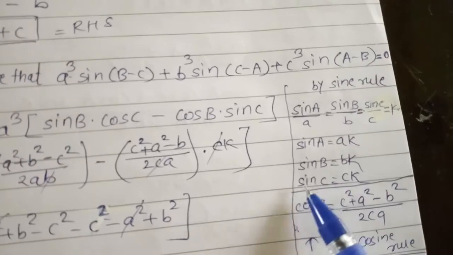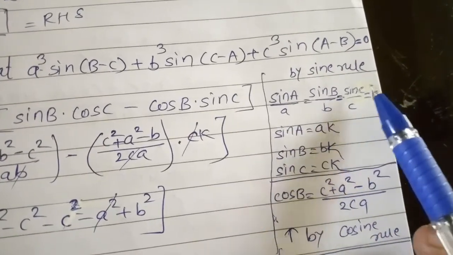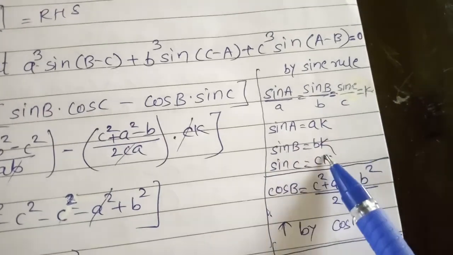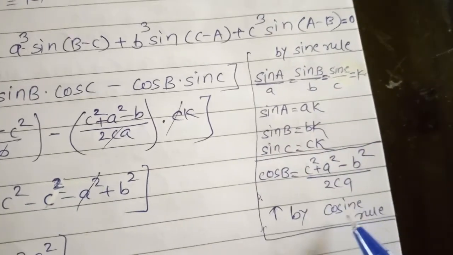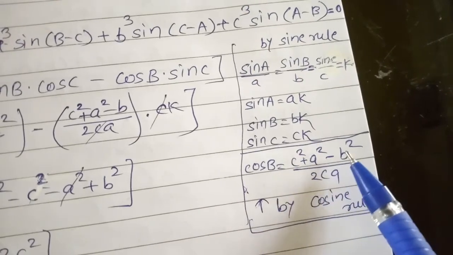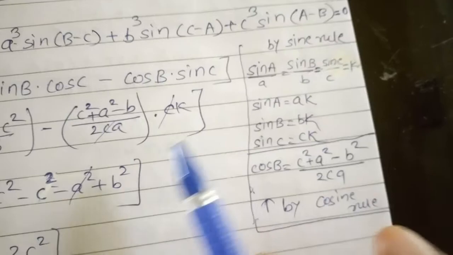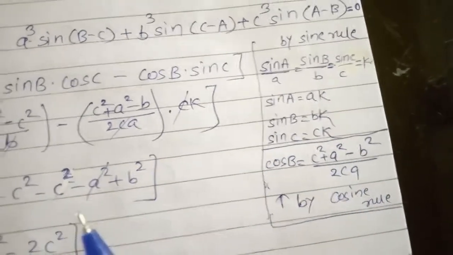So why are we going to find this one? Because here we are given the angle. So sin A equals ak, sin B equals bk, and sin C equals ck. And by the cosine rule, you know that cos B equals (c square plus a square minus b square) upon 2ca. We have to use all these formulas here, so I have written them here.